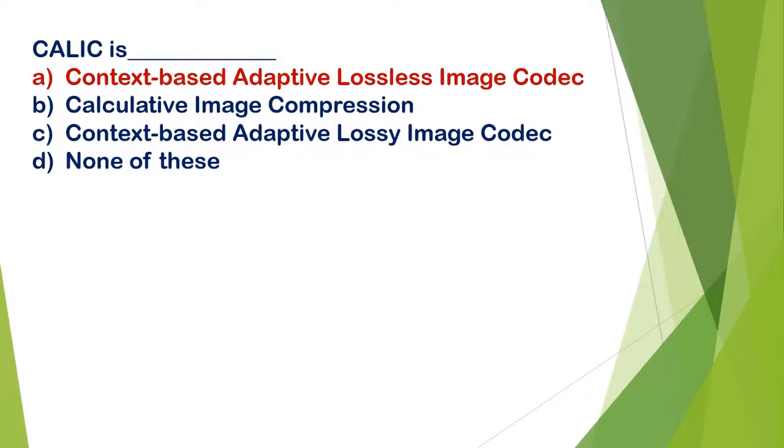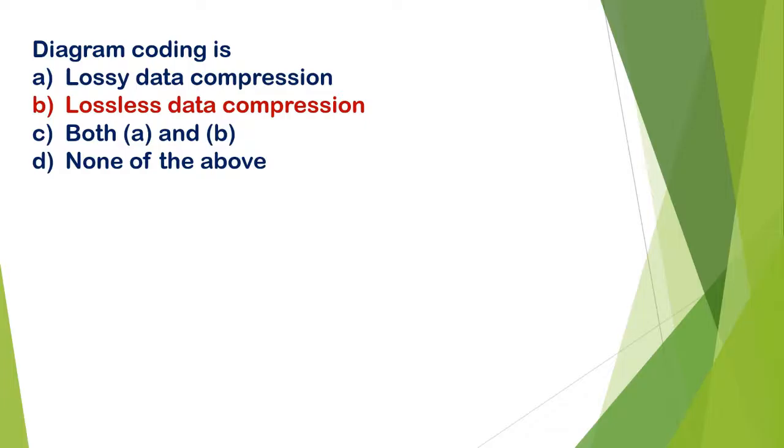CALIC is A. Context-based adaptive lossless image codec, B. Calculative image compression, C. Context-based adaptive lossy image codec, or D. None of these, and the correct option is A. Digram coding is A. Lossy data compression, B. Lossless data compression, C. Both A and B, D. None of the above, and the correct option is B, lossless data compression.